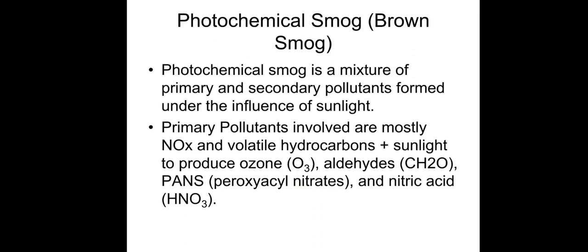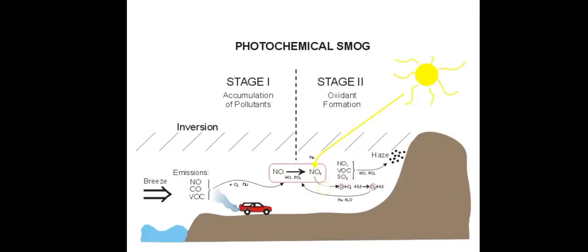Photochemical smog or brown smog. Photochemical smog is a mixture of primary and secondary pollutants formed under the influence of sunlight. Primary pollutants involved are mostly NOx and volatile hydrocarbons, which react with sunlight to produce ozone, aldehydes, PANs and nitric acid. This is known as photochemical smog.